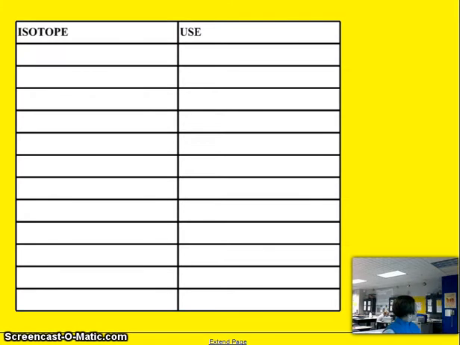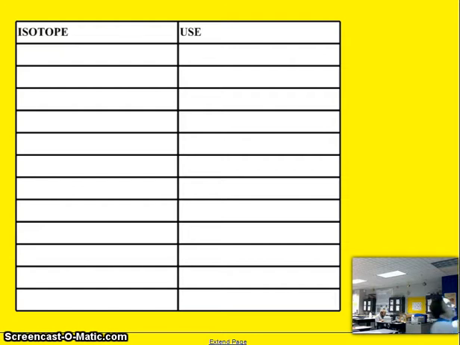What we have to talk about in this lesson are some specific radioactive isotopes and what they're used for. Some of them are used in medicine, some in archaeology, some in nuclear weaponry, and some in the food industry. We'll list each isotope and its use, and I'll give you a little background knowledge of them.